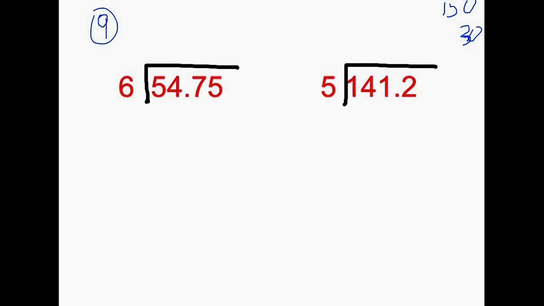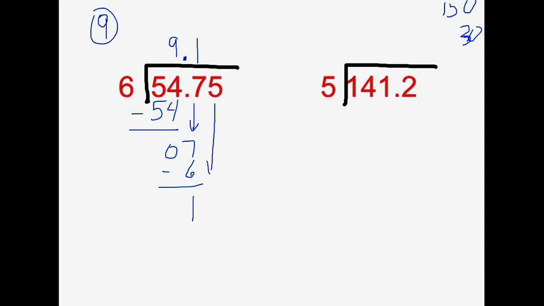Let's go back to this problem. 6 times 9 is 54. Subtract, we get a 0. Okay, we put up the decimal point because we're going to cross over to the 7. Bring down the 7. 6 goes into 7 one time, which we multiply as 6. When we subtract, we get 1. And then the next number we bring down is a 5. Okay, 6 goes into 15 twice, which is 12. When we subtract, we get a 3.